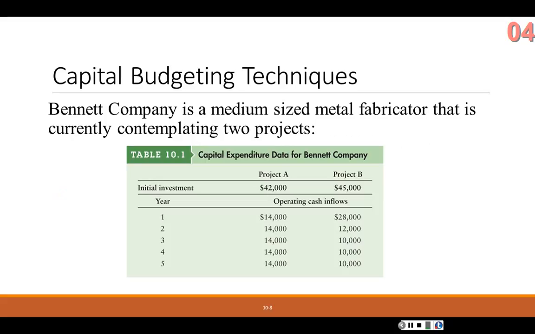So we're going to look at some different capital budgeting techniques. First, we're going to look at how to analyze cash flows. So here, Bennett Company has 2 possible projects. First, project A costs $42,000 and returns $14,000 a year for 5 years. Project B costs $45,000, returns $28,000 in year 1 and $12,000 in years 2 through 5.